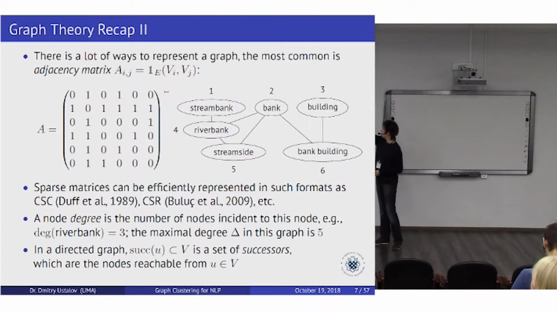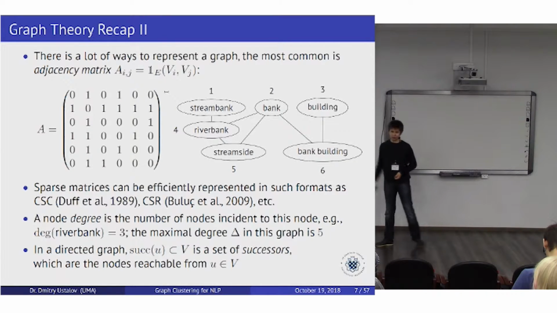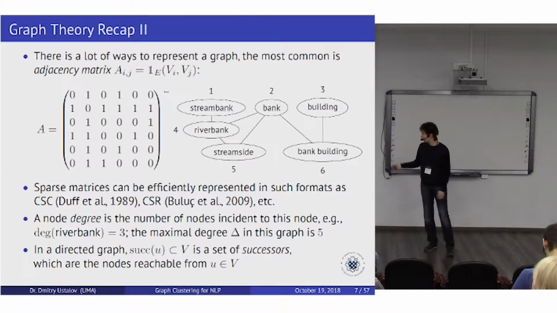A degree is the number of neighbors a node has. So for instance, this node, bank building, has the degree of 2, only 2 neighbors. The maximum degree, delta, is the largest degree in a graph. So in this case, it's 1, 2, 3, 1, 2, 3, 4, 5. Yeah, it's fine. It's not a mistake.